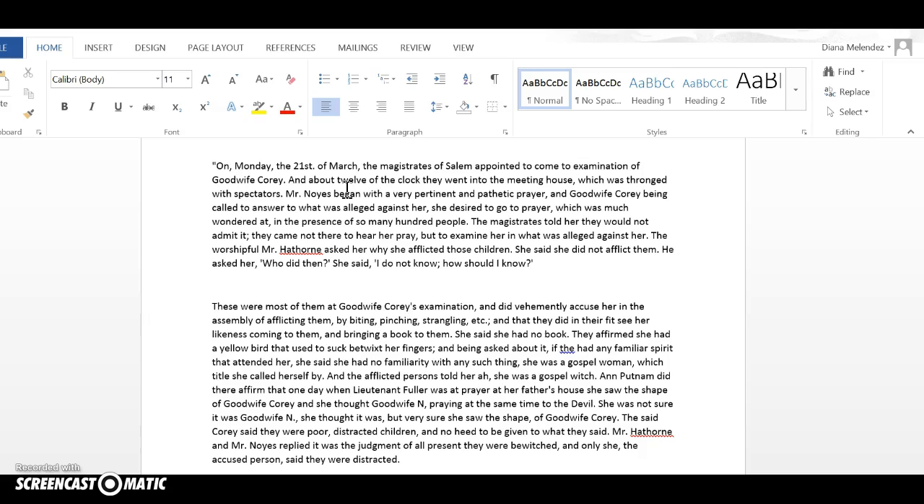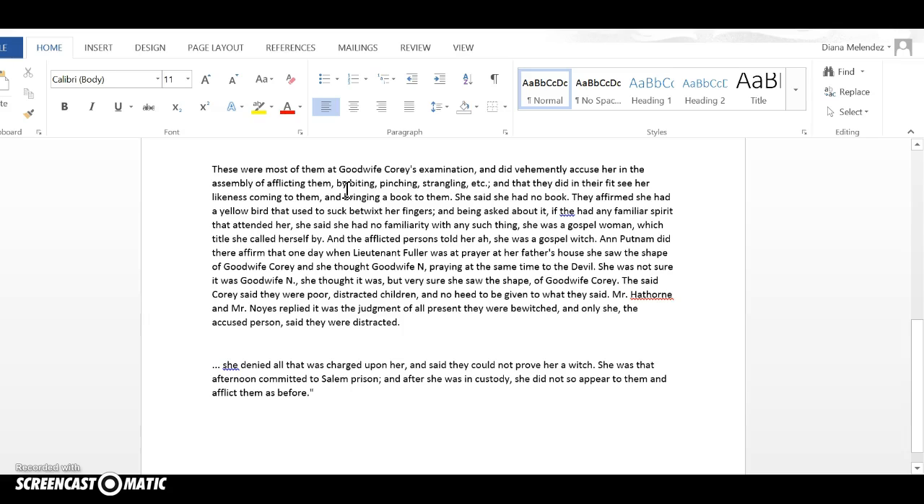So the second paragraph, she was arrested. They brought her to trial, and they accused her of being a witch. And she said, I'm not a witch. I didn't do anything to these girls. How should I know what's wrong with them? Okay, so she was claiming her innocence, saying she didn't do it.